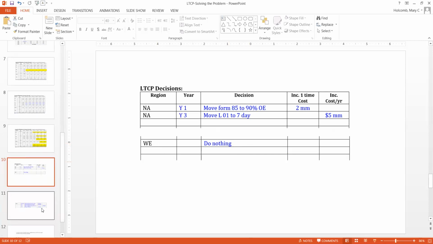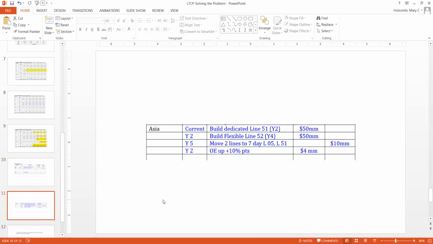Now, the last one I want to talk about is Asia, because it directly relates to the last part of the analysis that we're doing for long-term capacity planning. Remember we said that by the time we get to year 3 and beyond, we have a very significant growth in demand. And we actually have a gap starting in year 2. So by year 2, we have to have something in place. It's going to take us 2 years to build a dedicated line.